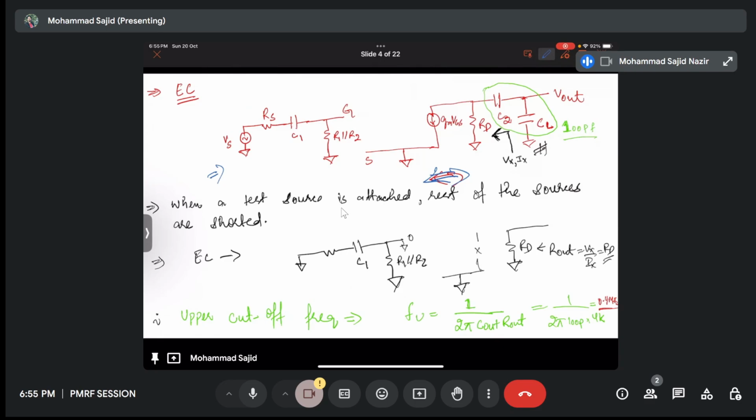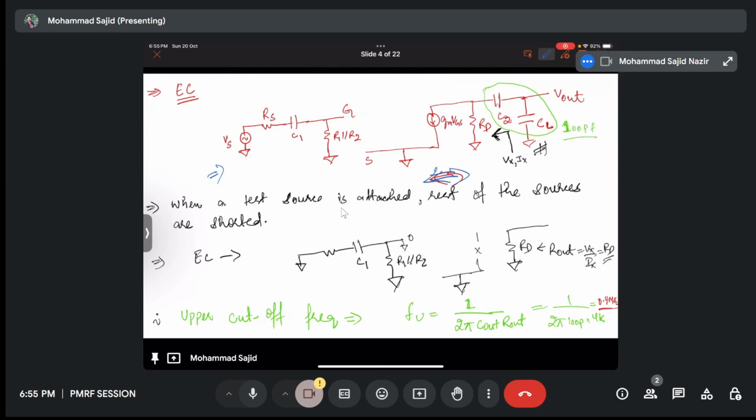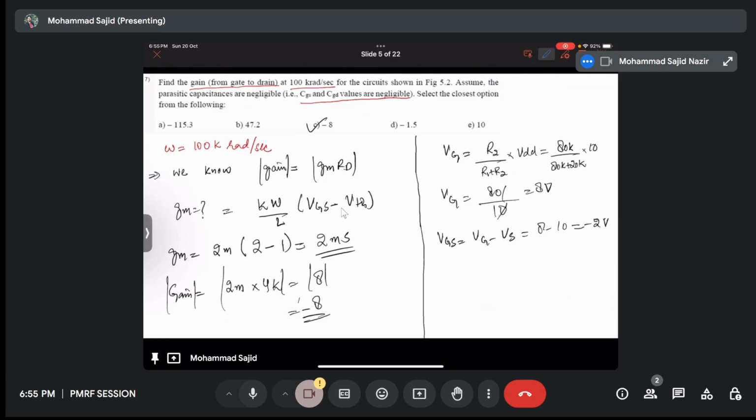So that will be 1 by 2 pi, and 100 pF is my CL, that is load capacitance. We are assuming here that C2 is also shorted, so it will give me 0.4 megahertz. And the first part, I guess this was the cutoff frequency.